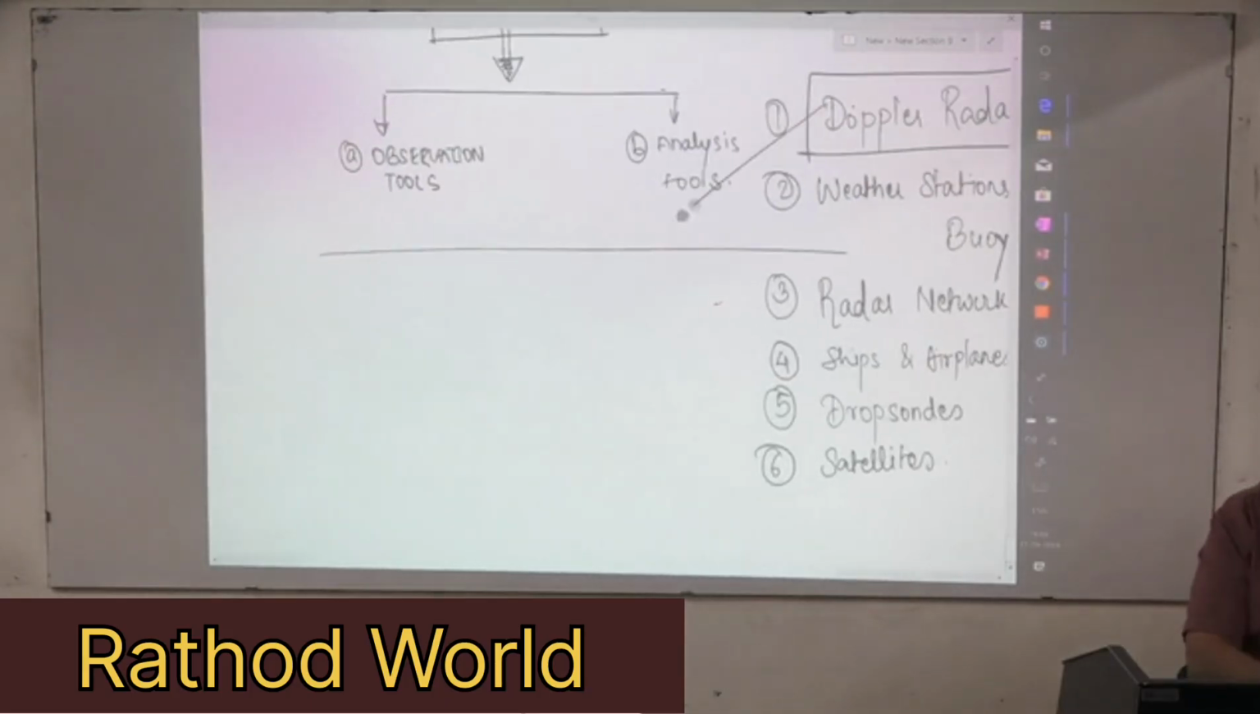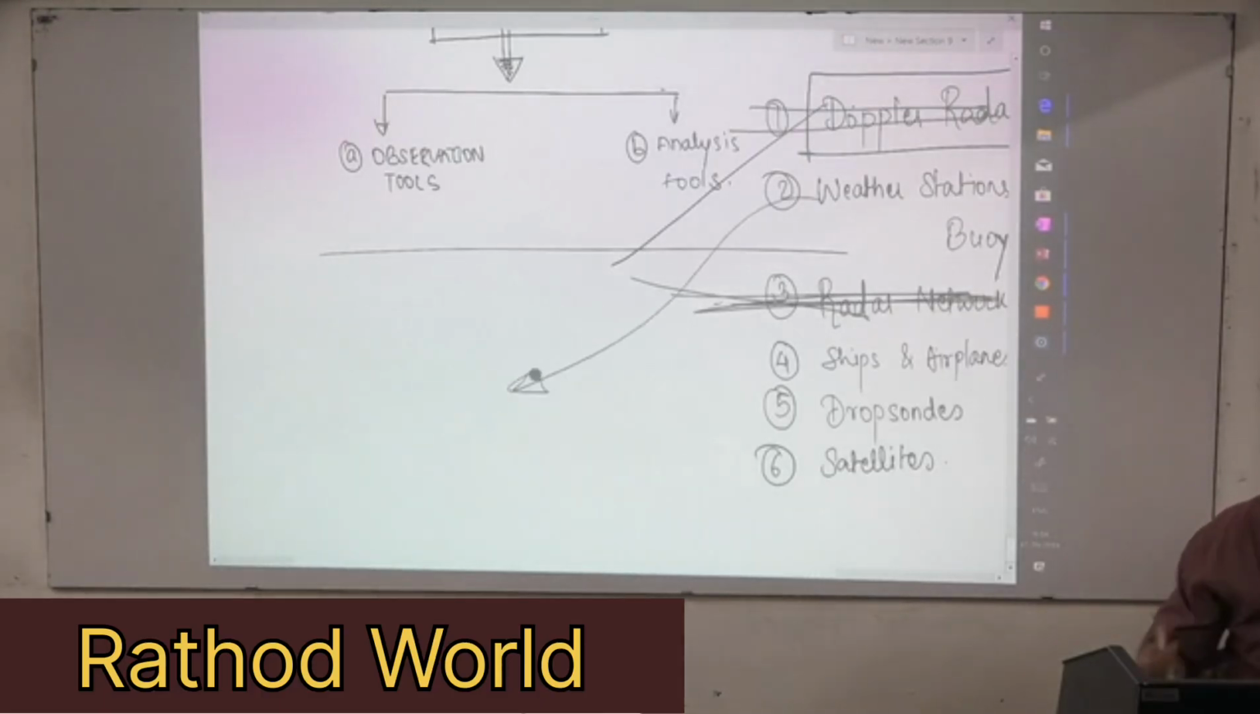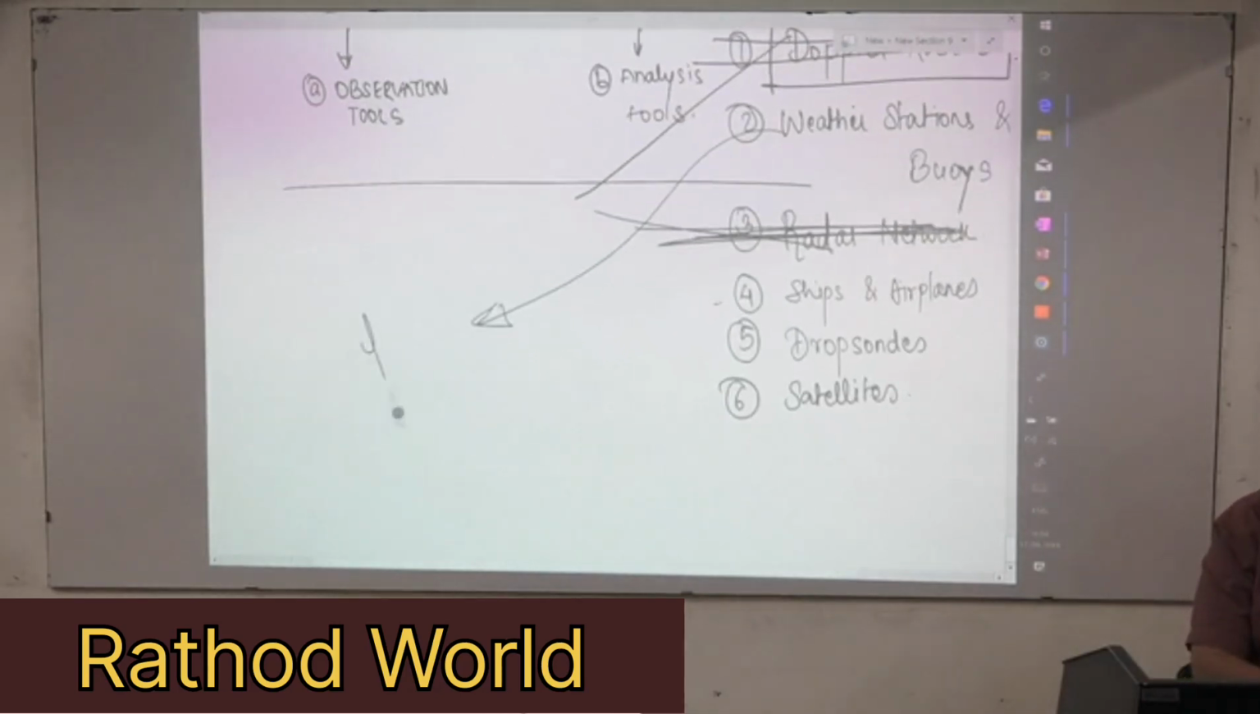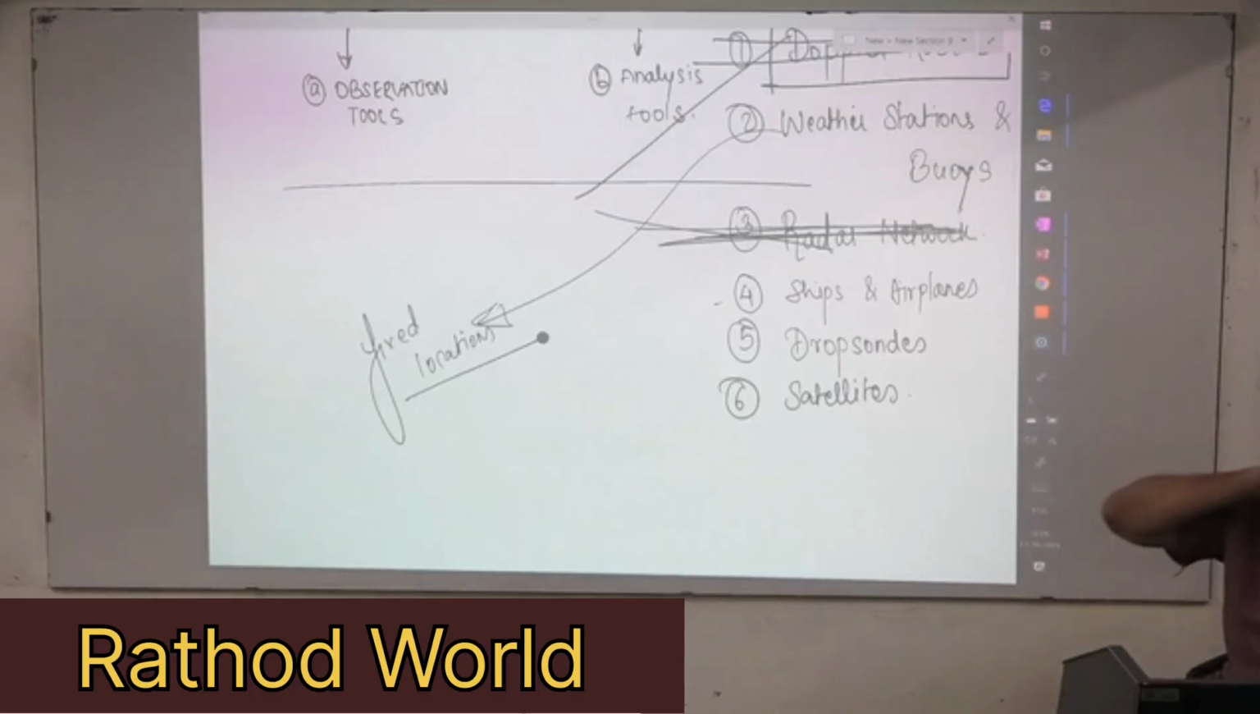When a single is Doppler radar, obviously there is a network, so radar network. So fine with this? Weather station and bureaus. This record the weather parameters at the fixed locations.